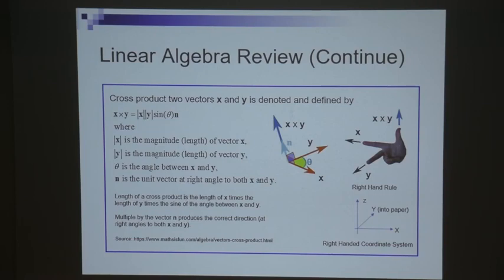You also need to know the cross product of two vectors. The cross product of two vectors is important. So if you have x cross y, it equals the magnitude or length of vector x, times the length of vector y, times sine theta, times n. Theta is the angle between x and y, and n is a unit vector at right angles to both x and y.